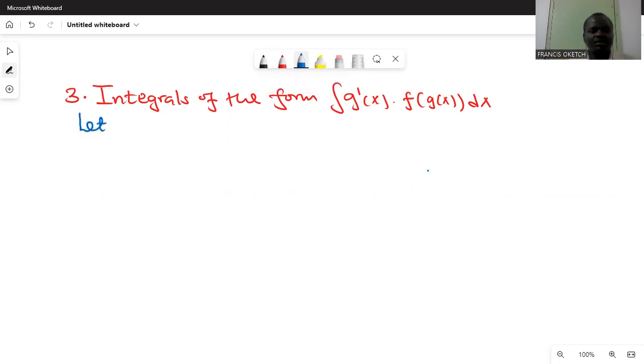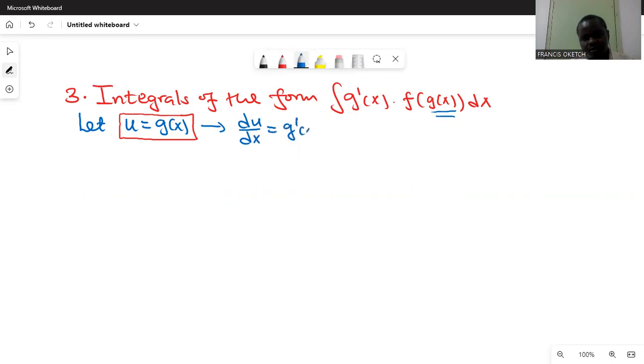You say let u be equal to g of x. You see what is inside the bracket? That is g of x. That's what you say, let that be u. So this is our substitution. We need to know the derivative of u with respect to x. So this means that du dx is equal to g prime of x. Or you can make du the subject so that du is equal to g prime of x dx.